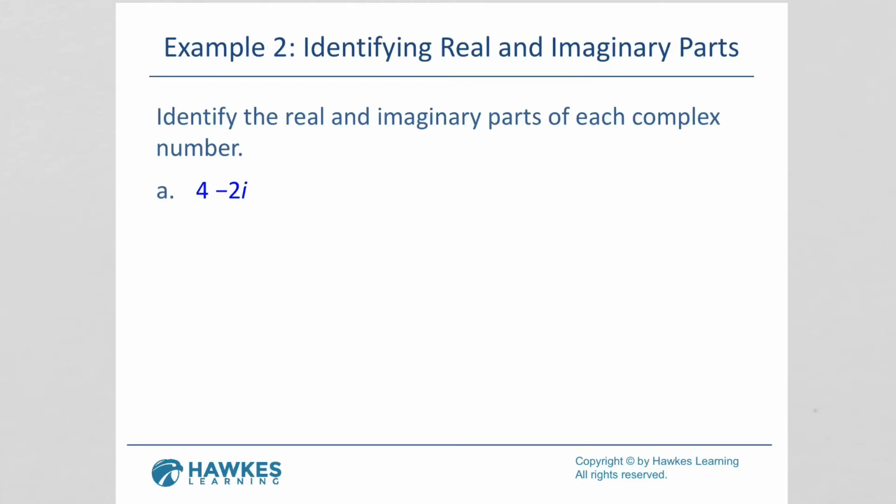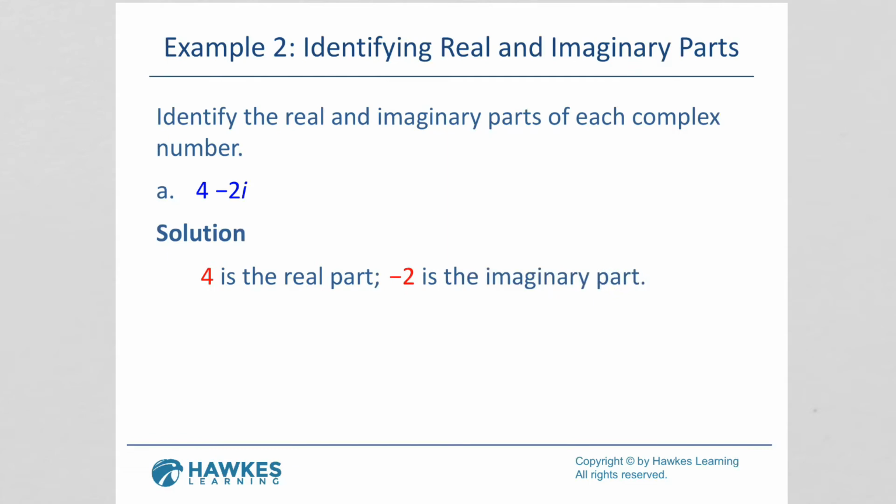Example 2, identify the real and imaginary parts of each complex number. A is 4 minus 2i. Since that is already in standard form, our solution will be that 4 is the real part and -2 is the imaginary part.